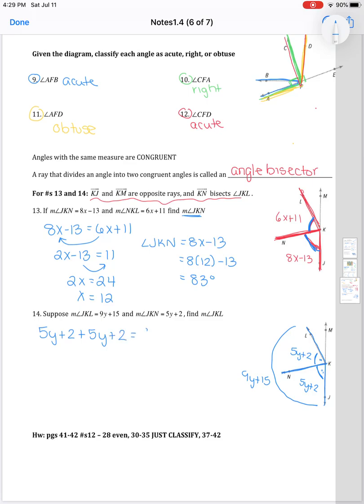So if we set this up, we have two little angles, 5y plus 2 plus 5y plus 2 equals the 9y plus 15. So we get 10y plus 4 equals 9y plus 15. Bring the 9y over. Bring the 4 over. We get y equal to 11.